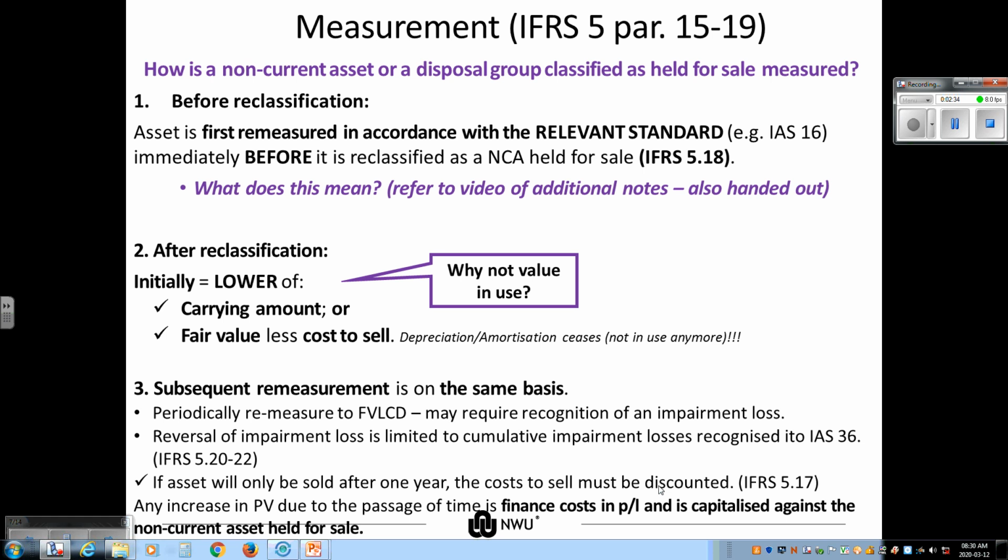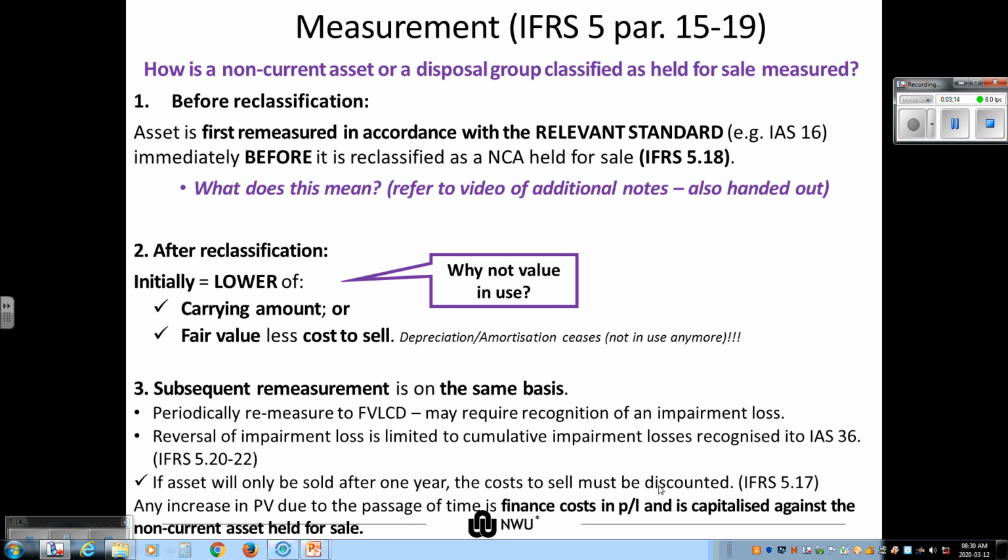Remember, let's say your cost to sell was 200 Rand, but because it was sold only after 1 year, the present value is now 100 Rand. Then let's say your fair value was 1 million. Because you now only deduct the present value of 100 Rand from the million, your fair value less cost to sell is 900 Rand. So if I have to measure it at the lower of carrying amount or fair value less cost to sell, I will only then use the 900.